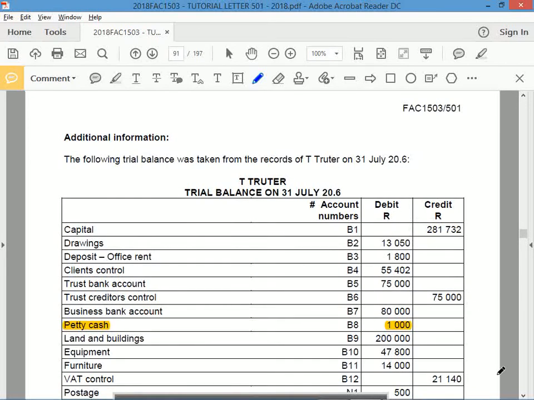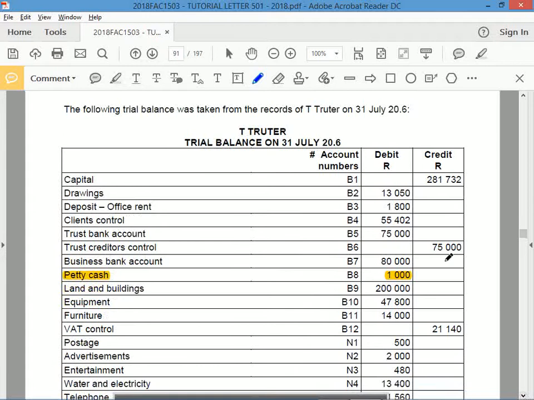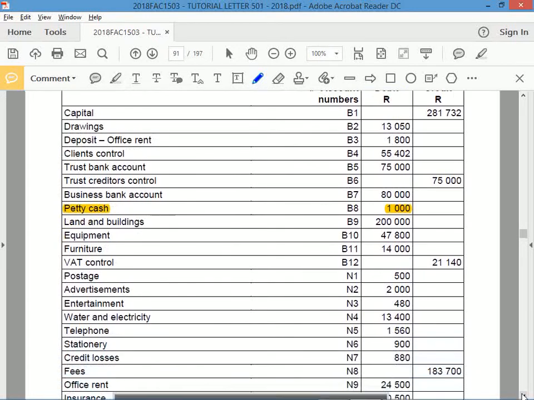So let's look for opening balances. Here's trust, right? Notice the date is end of July. End of July is beginning of August. So I'm looking at journals for the next month. Capital, I'm not going to draw up. Drawings, not. Client control, yes. Okay, so I'm going to show you. Obviously, I'm not going to do all of them. It's going to take way too long. Okay, let's just do these ones. The client control, the trust bank account, the trust creditors, the business bank account. The rest you can just reference and look in your textbook.